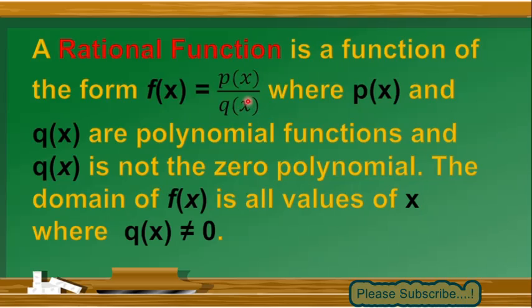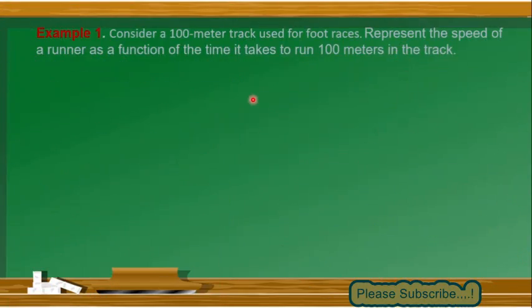Okay, to better understand this one, let us take the first example. Consider a 100-meter track used for foot race. Represent the speed of a runner as a function of time it takes to run 100 meters in the track. Since the speed of the runner depends on the time it takes to run 100 meters, we can represent speed as a function of time. So let us assume that x is representing time and the function s of x represents speed. So based on this problem, we can make our function as s of x equals 100 over x, where 100 is referring to the distance of the track.